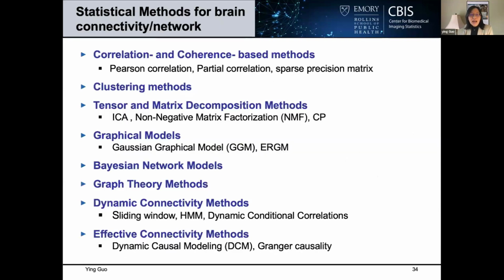Here I have listed an incomplete list of the different types of connectivity and network methods that have been developed for us to study brain functional networks. Different methods have different goals. Some methods try to capture whole-brain connectivity matrices. Some try to identify brain networks by decomposing the overall data. And graph measures can model the network topology. So depending on what your study purpose is, you can choose an appropriate method.